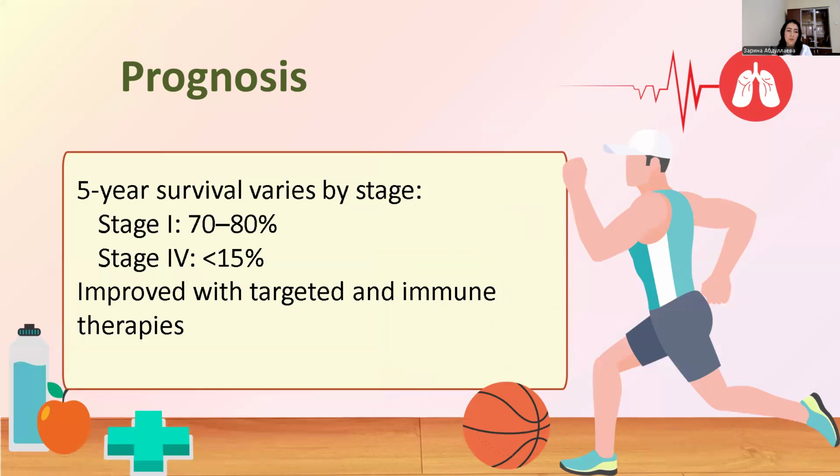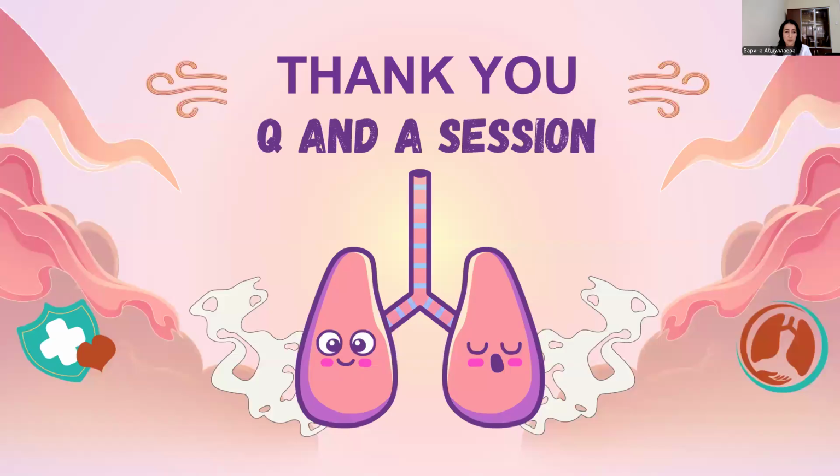So 5-year survival varies by stage. For stage 1, it is 70-80%. For stage 4, it will be less than 15%. And this percentage improves with targeted and immune therapies.